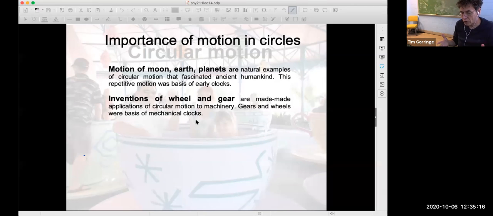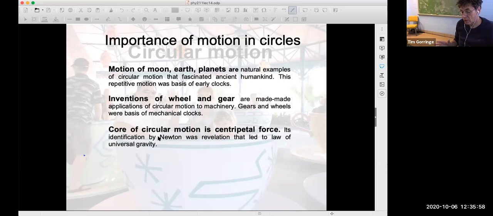Another important example: the inventions of the wheel and the gear are man-made things. They're man-made applications of circular motion to tools and machinery. And actually, the earliest man-made clocks were based on gears and wheels involving circular motion. So the earliest mechanical clocks were based on applications of our understanding of circular motion.